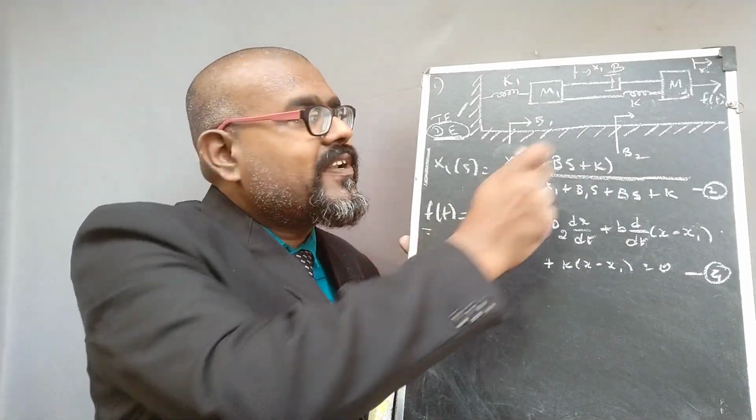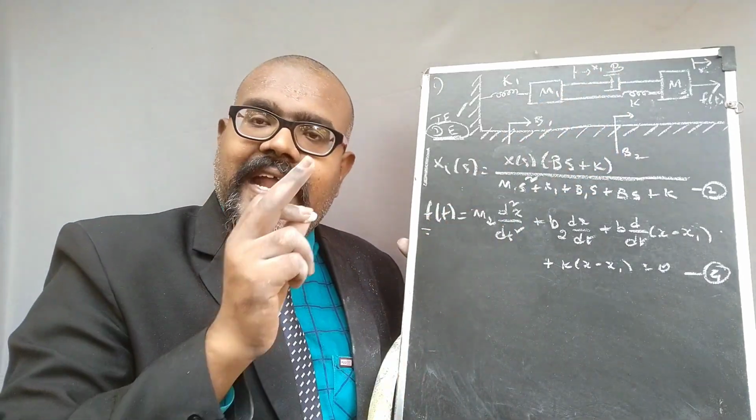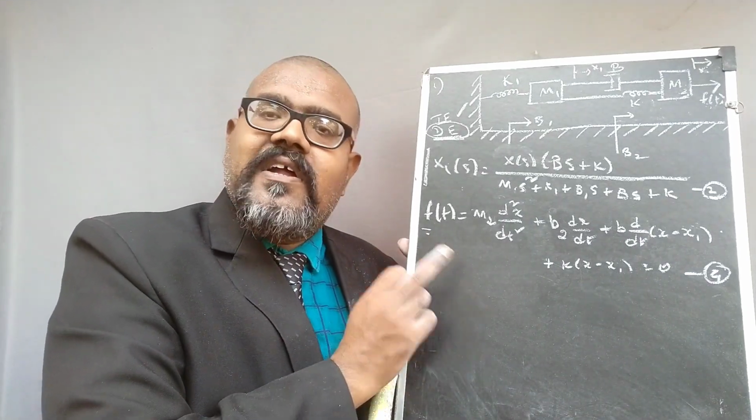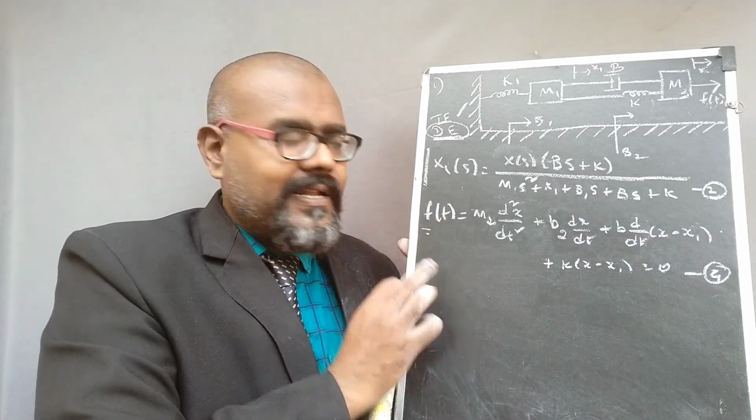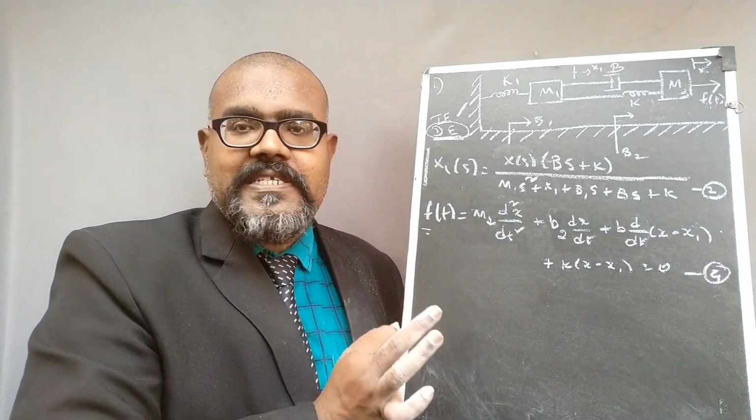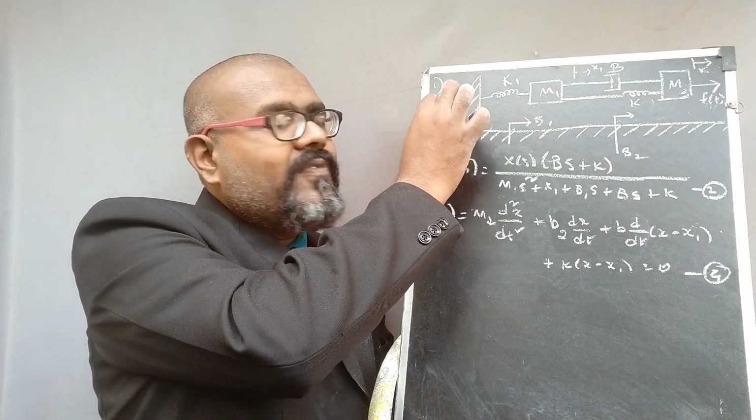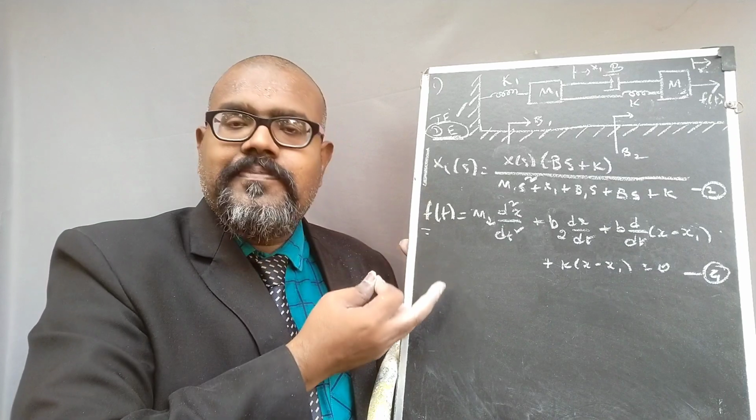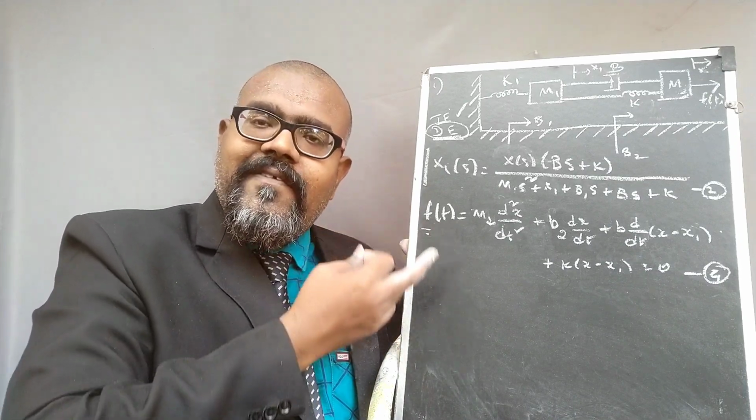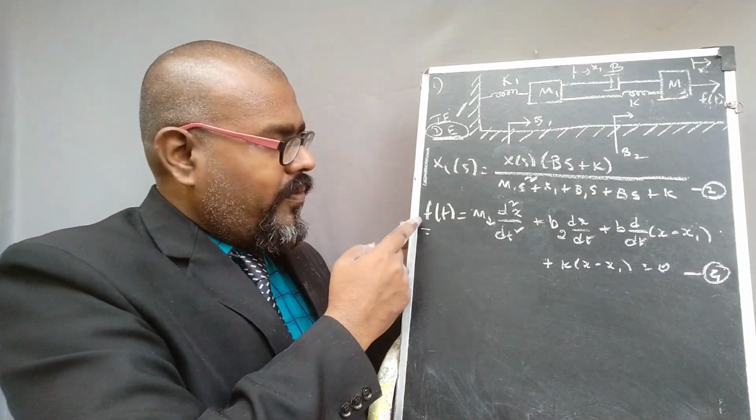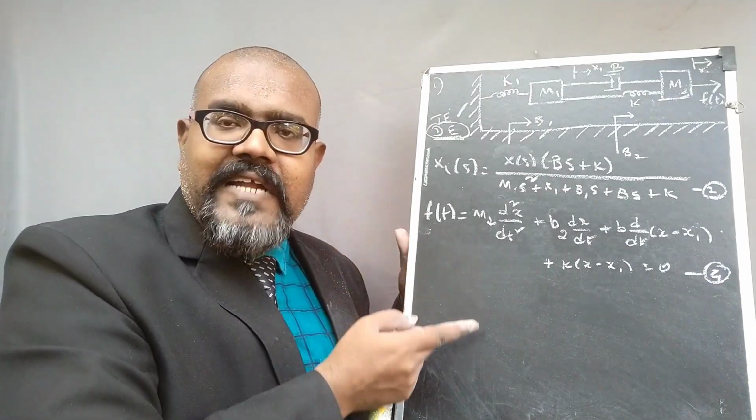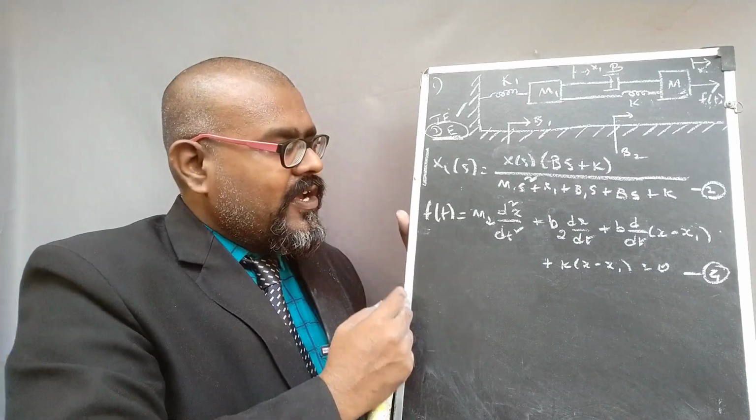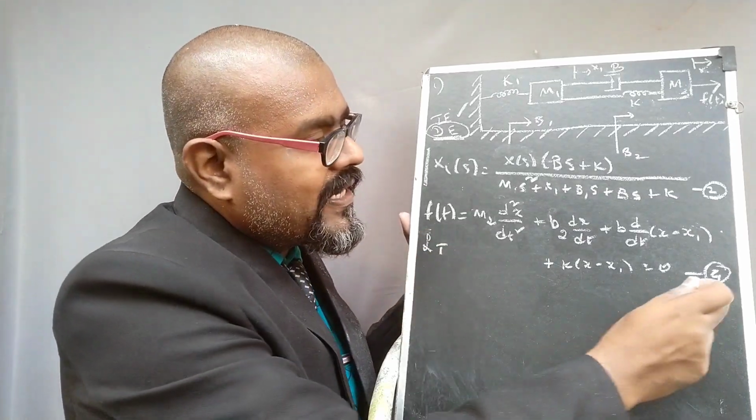This is the differential equation of mass M2. If they are asking only for the differential equation, then hold it like this. If they ask to find the differential equation of M1 and M2, then hold this, no need to find the Laplace transform. But here in our question, we need to find the differential equation and also the transfer function. So we need to convert this differential equation into the Laplace transform format. Find the Laplace transform of equation number 4.